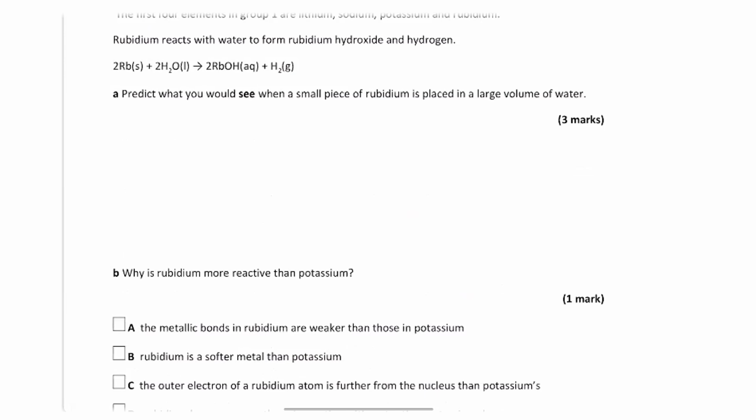Rubidium reacts with water to form rubidium hydroxide and hydrogen. And then it gives us the equation. Predict what you would see when a small piece of rubidium is added to a large volume of water. So it's not saying what do you remember from class when you did this, because I'm not sure anybody would have done this one in class, but you've probably done something similar. And it's predict what you will see.